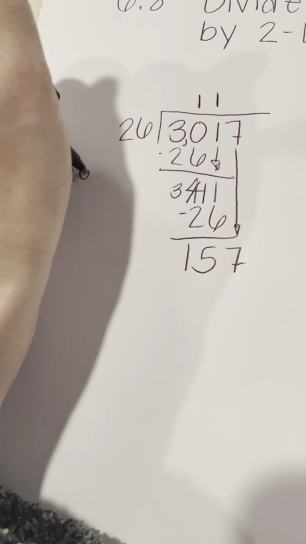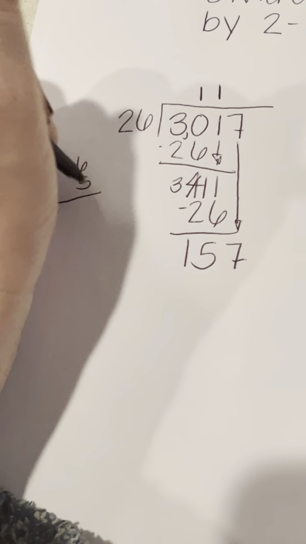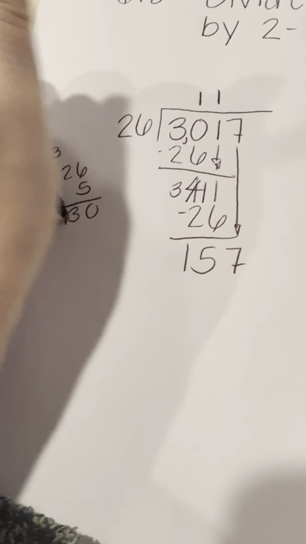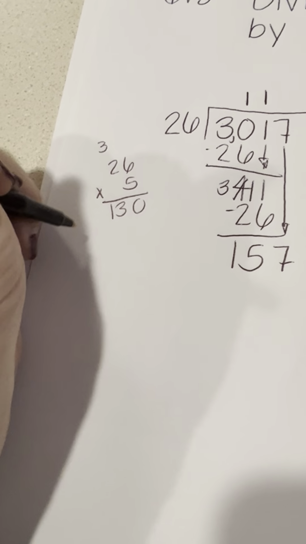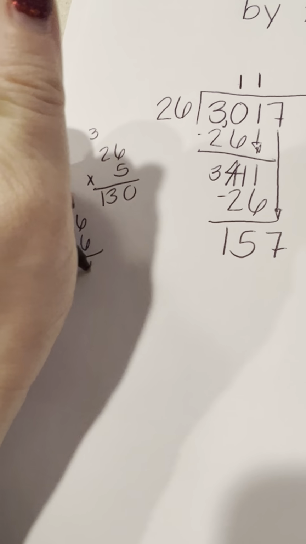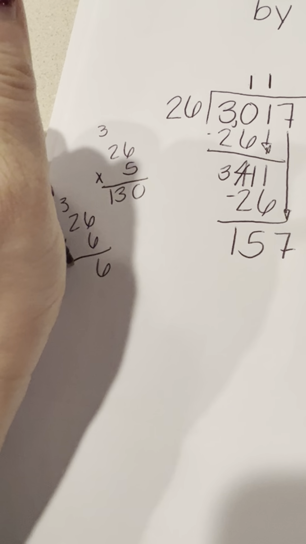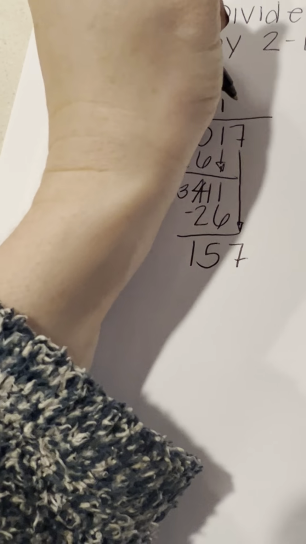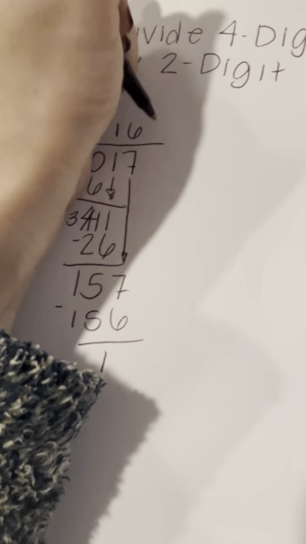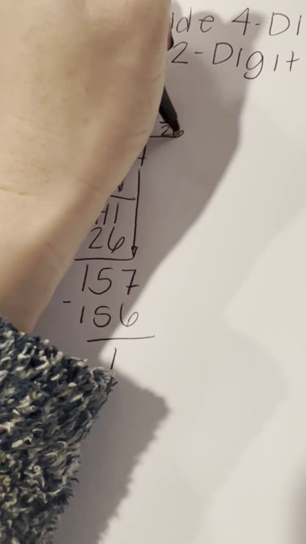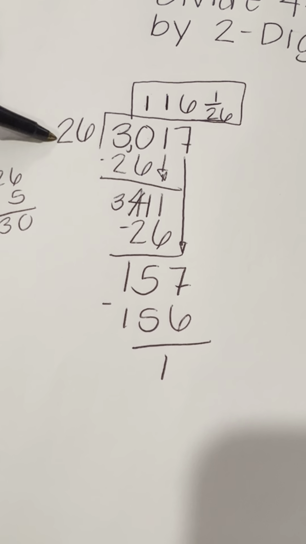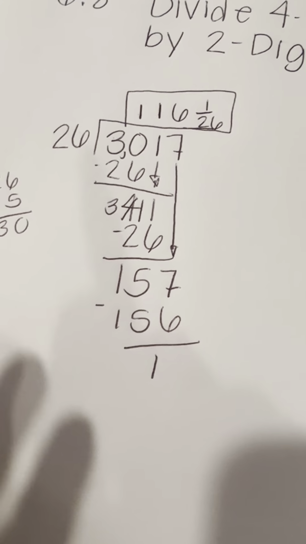So on the side, I'm going to do 26 times 5, which is 130. And then I would be like, ooh, I might be able to go higher. So I'm going to do 26 times 6. Always just double check. And it ends up being 156. So I'm going to put my 6 right here. I'm going to subtract 156. I have 1 left over. So it's 116 remainder 1. Again, if I didn't know if I did this right, I could do 116 times 26. Then when I would get my answer, I would just add 1.